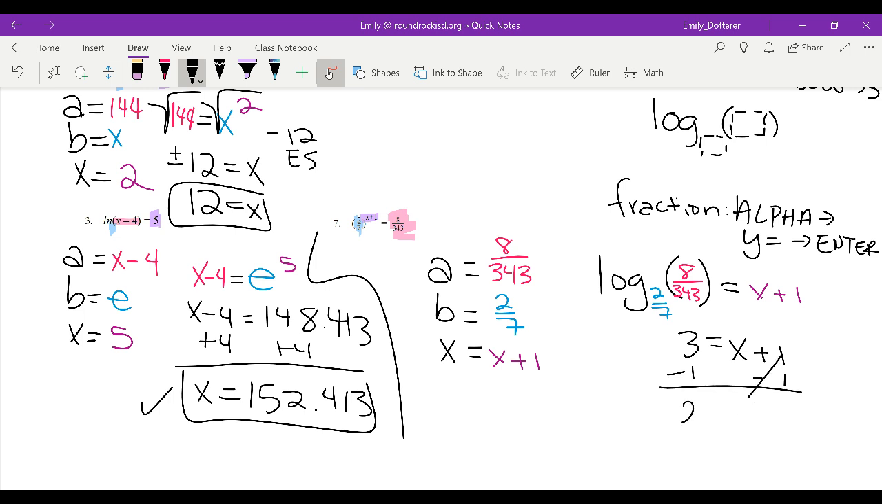Subtract 1. We get 2. Verify our solution. So 2 over 7 raised to the 2 plus 1, which is indeed 8 over 343. So that one's good.